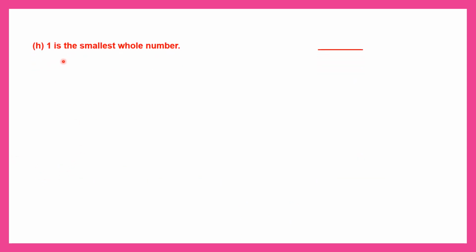Next one, 1 is the smallest whole number. Remember, whole numbers start from 0. So the smallest whole number is 0. So this statement, 1 is the smallest whole number, is false. So let's write false there.